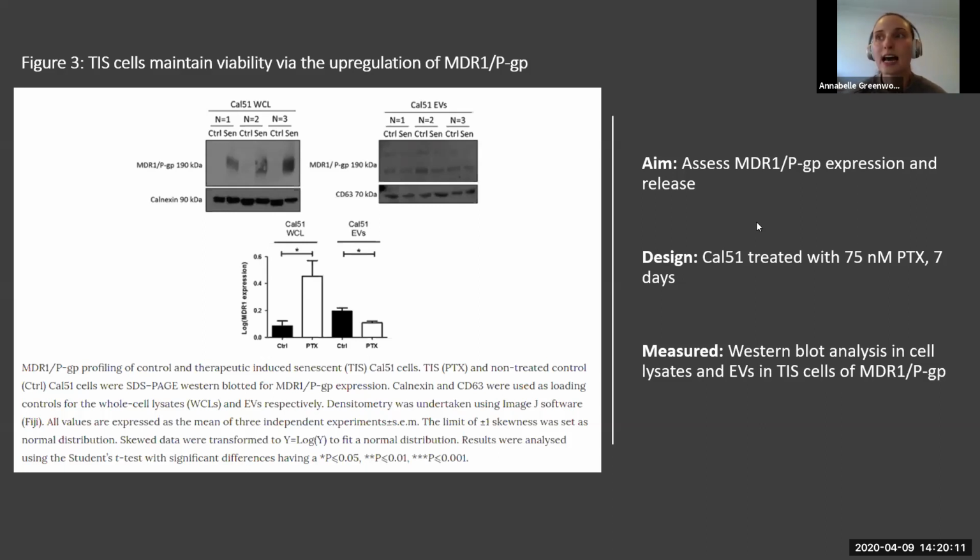So what they did is they did a Western blot analysis of MDR1 in the whole cell lysate and EVs from the T cells versus the control cells. MDR1 is just a multi-drug resistance protein that can export molecules, including chemotherapy. So this would be a way that the cells would stay alive. What they show is that the expression is higher in the whole cell lysate of the senescent cells compared to the controls. And then when you look at the EV fractions, it seems like there is less of this protein in the TIS EVs compared to the controls. They conclude that perhaps the senescent cells retain MDR1 and that is how they evade chemotherapy-induced apoptosis.